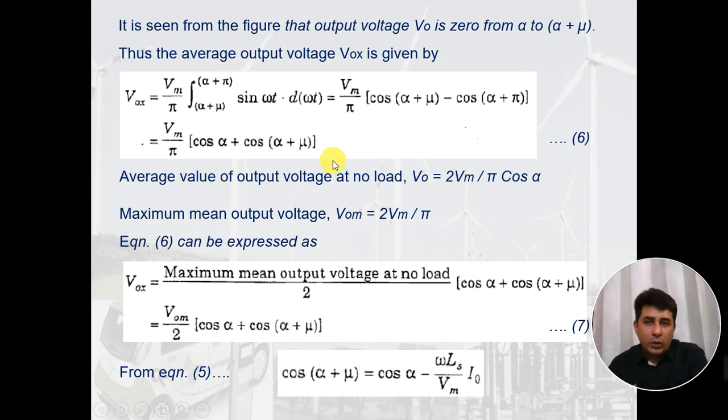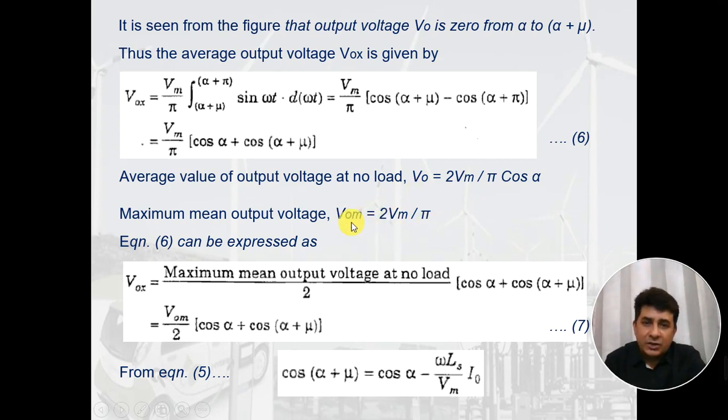Now, going further, we all know if there is no source inductance, the output voltage of a full converter is given by 2 Vm by pi cos alpha. And if alpha is kept as 0 degree, the output is 2 Vm by pi. That means this is the maximum output that we could get through a full wave converter. So for a full wave converter, the maximum output average voltage can be 2 Vm by pi, provided alpha is 0 and there is no source inductance.